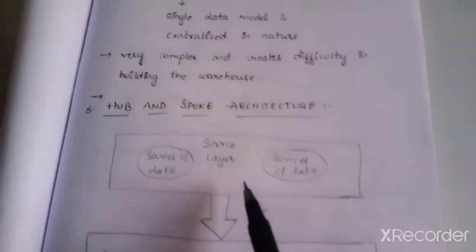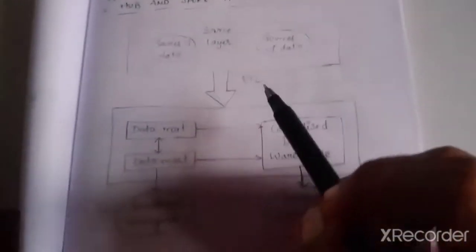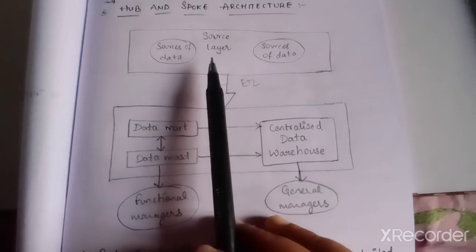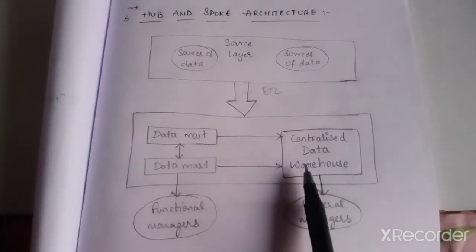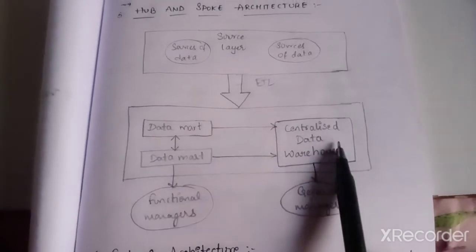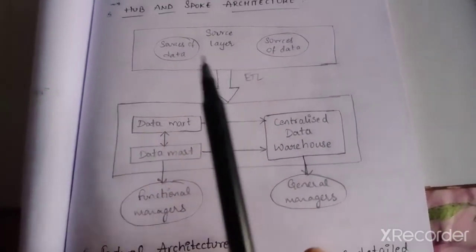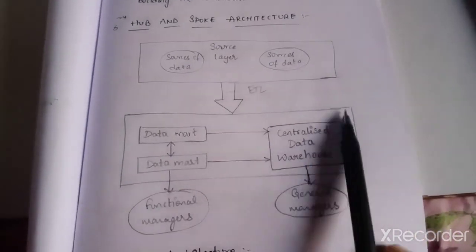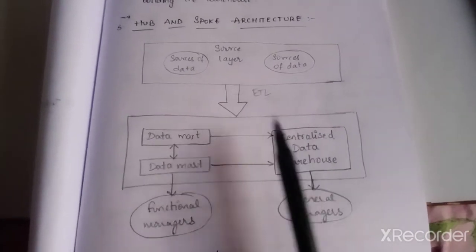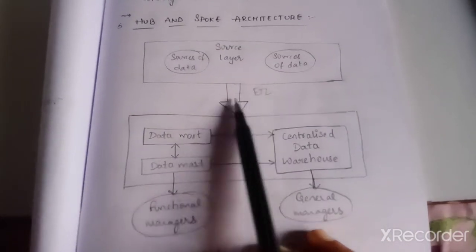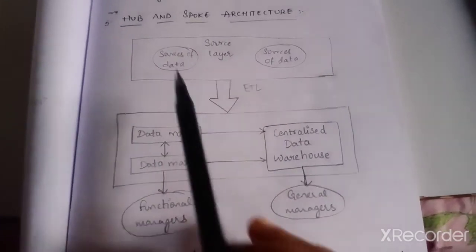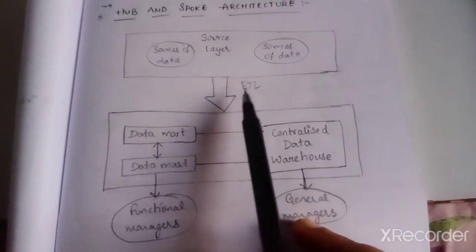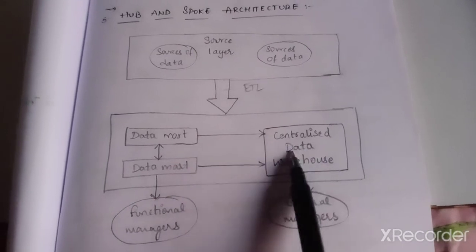The next one is hub and spoke architecture. In this, you can see this diagram. Same as before, we have the source layer, but we have a centralized data warehouse. This part is called the hub, and these are all spokes to this hub. Hub means a centralized data warehouse where the data will be extracted, transformed and loaded. The data is collected from the source layer, ETL operations are performed, and then the data is transferred to the centralized data warehouse.